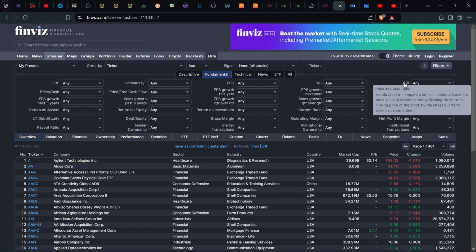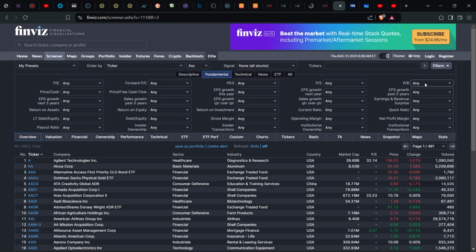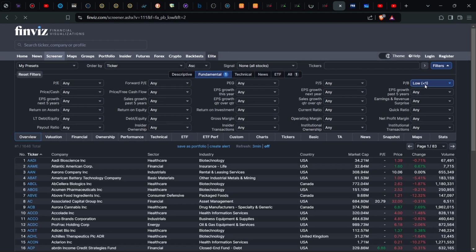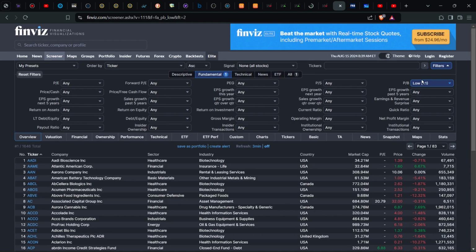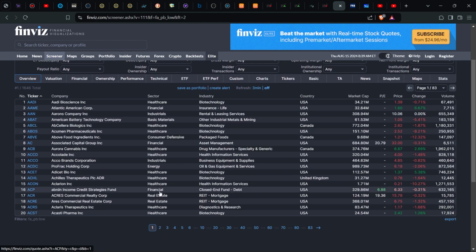PB. You can see here, price to book ratio. This is a ratio used to compare a stock's market value to its book value. So if we filter for below 1, you're going to see companies whose price to book ratio is below 1. Now you can see the kind of industries these companies are in. This is mostly healthcare. You can see a lot of healthcare here, even real estate. This is quite terrible. Energy, this is a red flag. There's a big red flag.